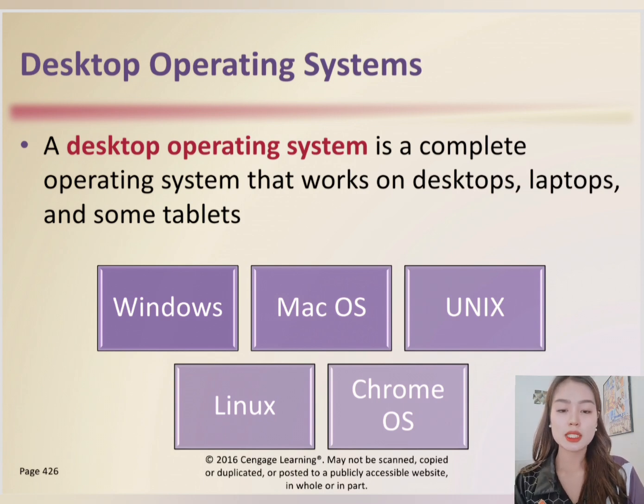Some popular desktop operating systems are Windows, the most common OS used by many people; Mac OS, designed for Apple computers; Unix, an older system used mostly in big companies; Linux, a free and open source OS; and Chrome OS, made by Google, which works best with the internet.